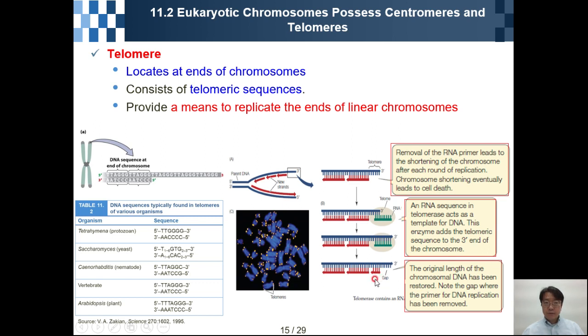That's why we think that the telomere provides a means to replicate the ends of the linear chromosome. At the ends of the linear chromosome, the telomere is located here. This sequence is the means to replicate the ends of the linear chromosome. Usually the telomerase enzyme helps to fill the gap like this.